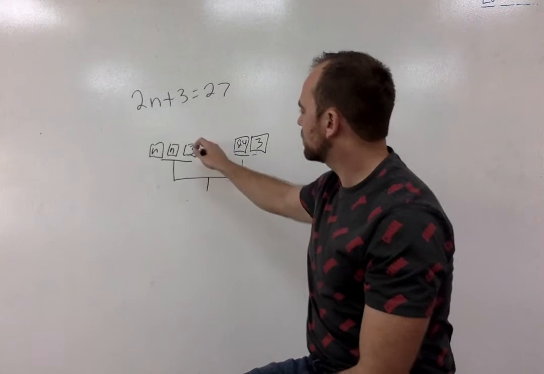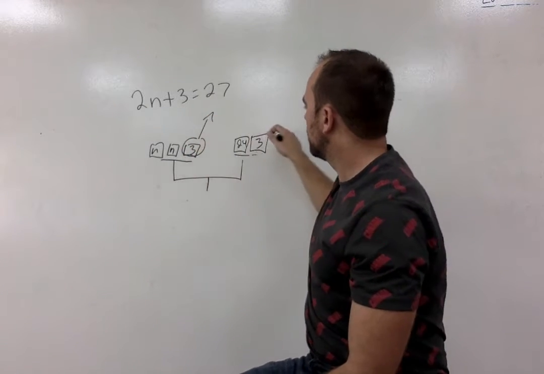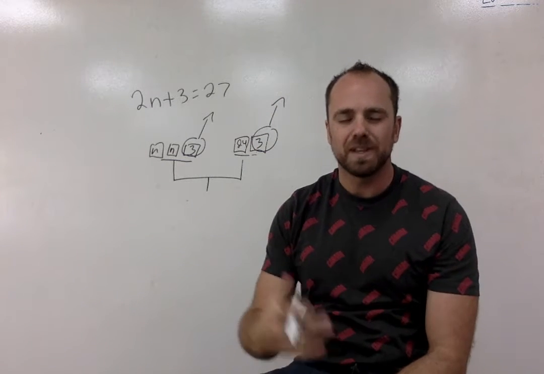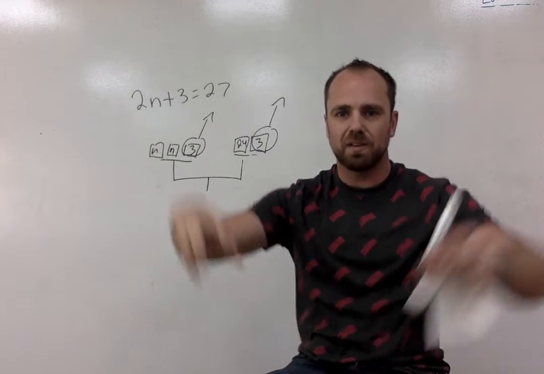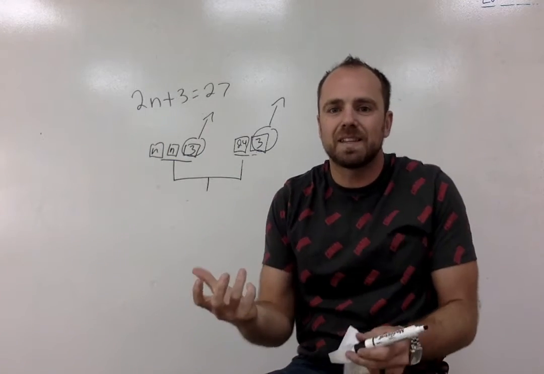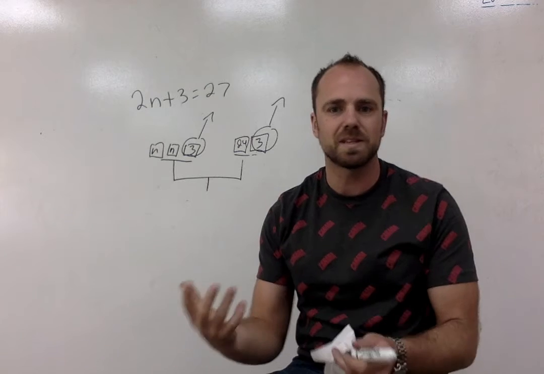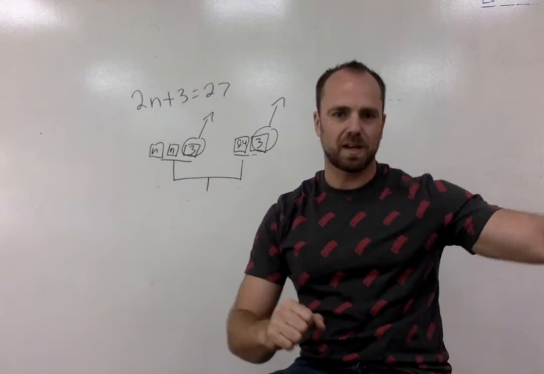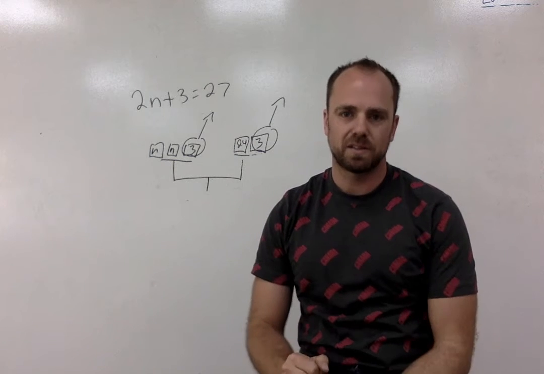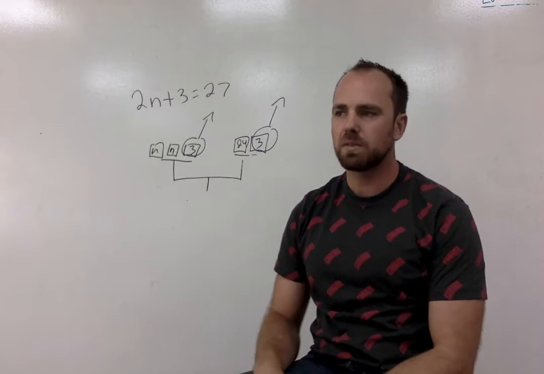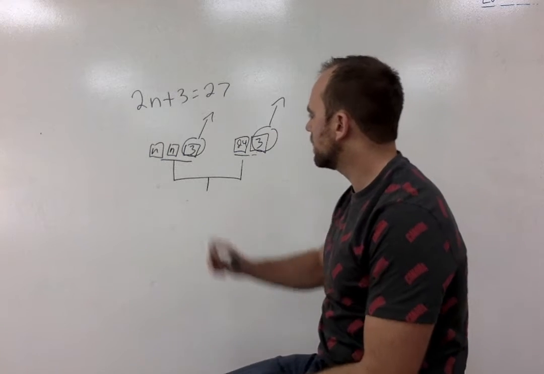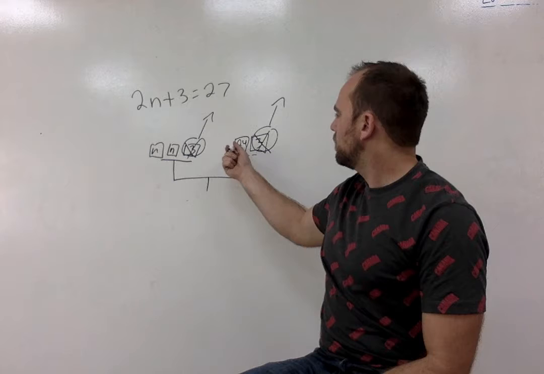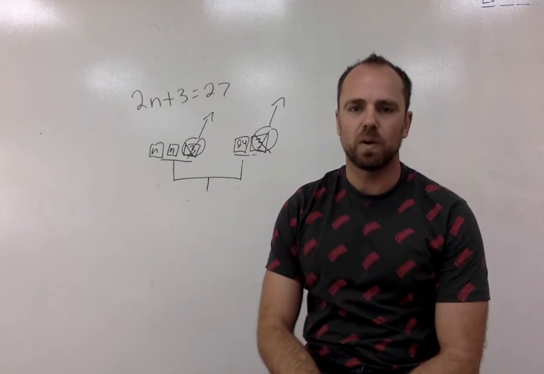Now, I can actually remove both of these 3's because I'm doing the same thing to both. Is the scale still going to be balanced? Yeah, I'm taking 3 from both sides. I'm taking the same weight from both sides, so it's still going to be the same. It's like if I have a bunch of fruit, I take an apple from this side and an apple from this side, the scale is still going to be balanced. I'm taking the same thing away. So once this is gone, now I have two weights that is equal to 24.